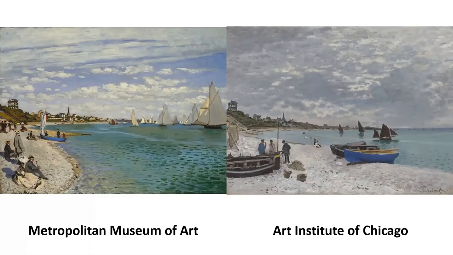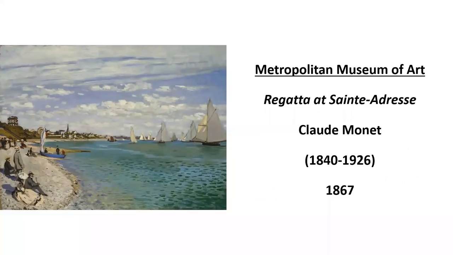So this is part of a set of two paintings that he did at the same time. The one on the left is at the Metropolitan Museum of Art. The one on the right is at the Art Institute of Chicago. Perhaps you like one of these two better than the other. I happen to like both of them about the same, but I'm sure the New Yorkers are voting for the one on the left and the Midwesterners are voting for the one on the right. This was a regatta, also from 1867. Again, he's staying with his father at this point in time.